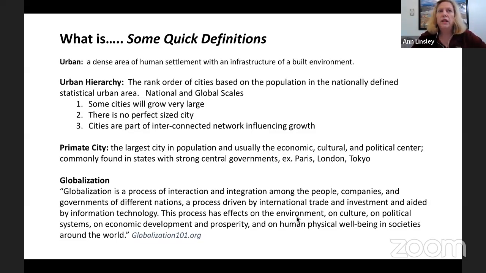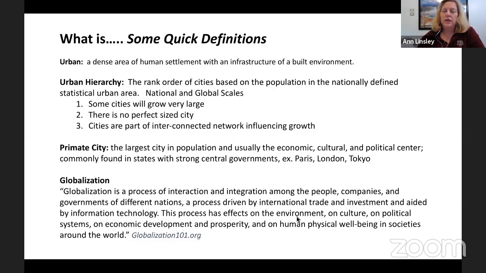What is an urban area? An urban area, as you can see, is a dense area of human settlement with an infrastructure of a built environment. So you have roads, waste treatment facilities, trash pickup, different types of housing, different types of green space, and different areas of the city with different types of functionality. That's an urban area. It's a denser area of human settlement.